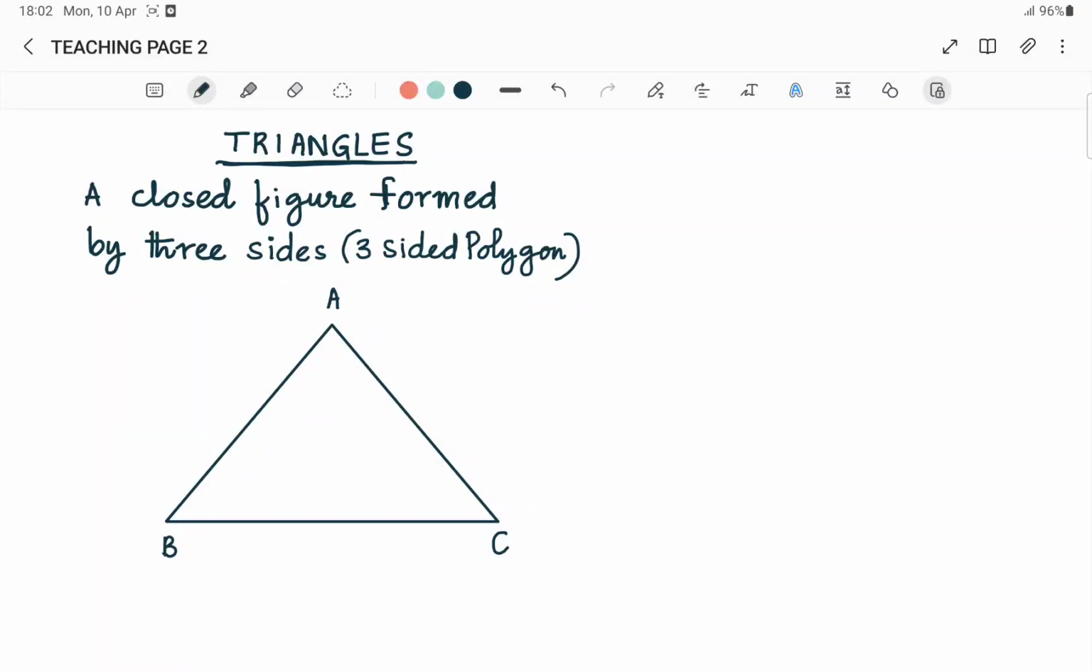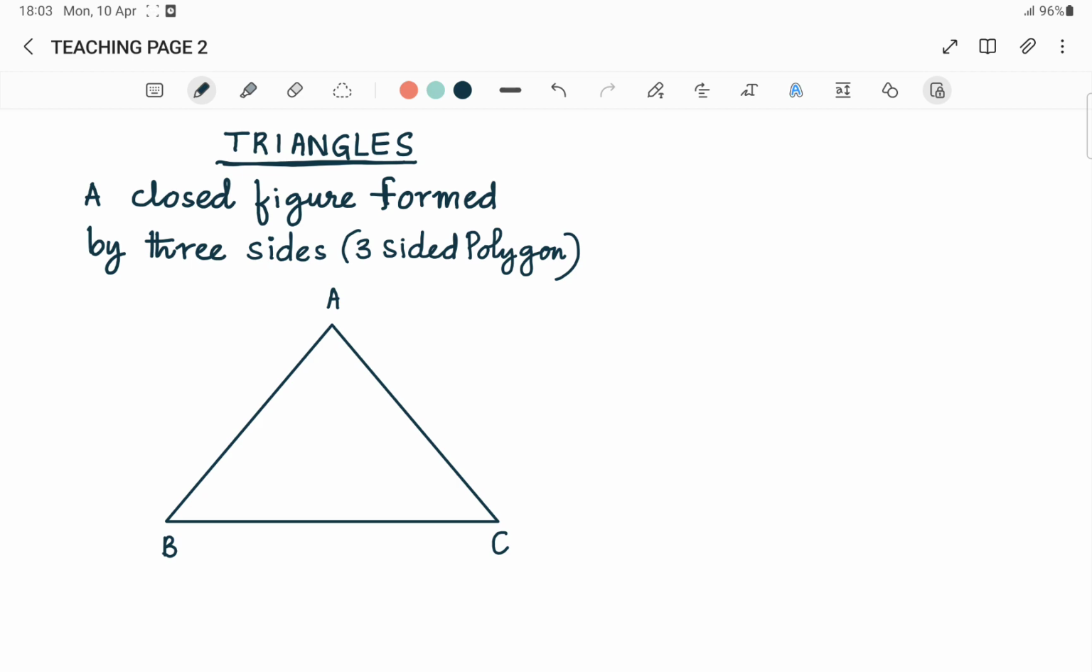Today we will discuss triangles and basic properties of triangles. A triangle is defined as a closed figure formed by three sides. You can also call it a three-sided polygon. Here you can see in the figure ABC is a triangle.